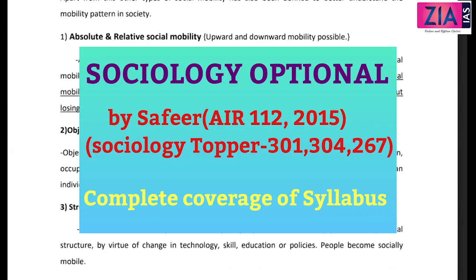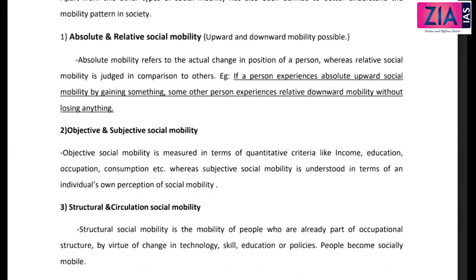Apart from this, other types of social mobility have also been defined to better understand the pattern in society. Absolute and relative social mobility. I hope you know about absolute poverty and relative poverty, almost the same way. Let's say A and B, two among you, both are working. This is one post, this is another post, this is a third post on the basis of superiority. Both are at this level.